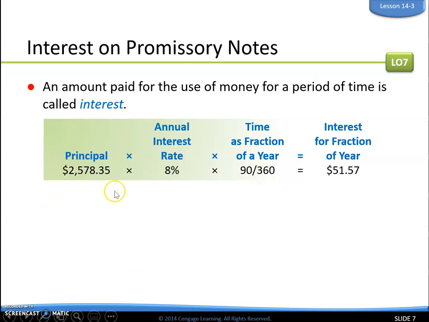So our principal amount times the interest rate of 8% times that fraction, 90 over 360, and then this gives us that interest of $51.57.